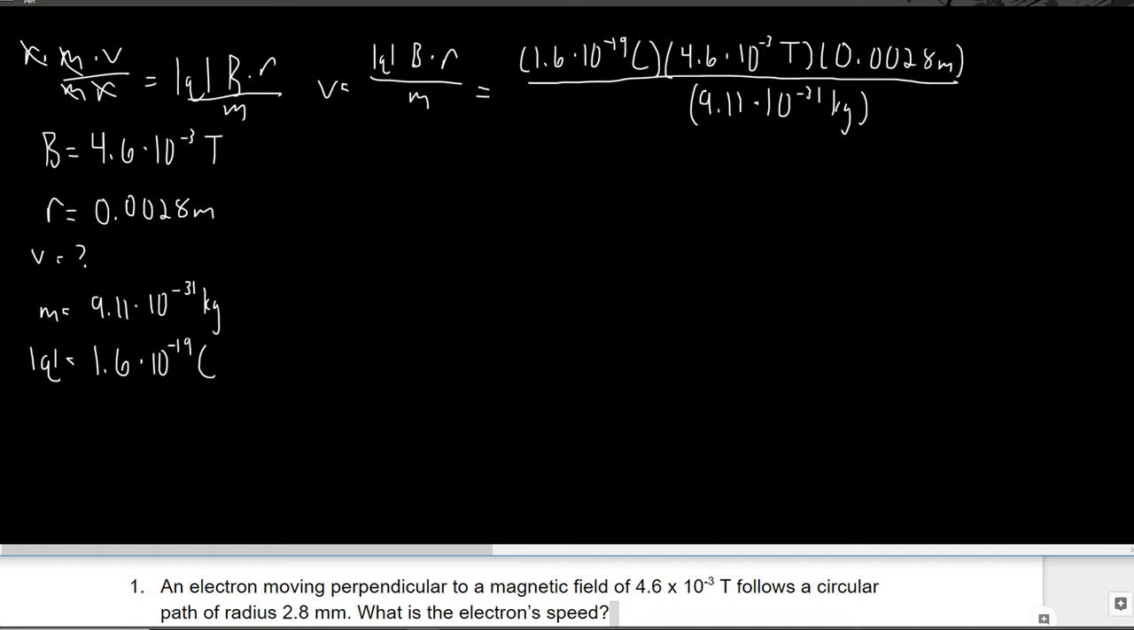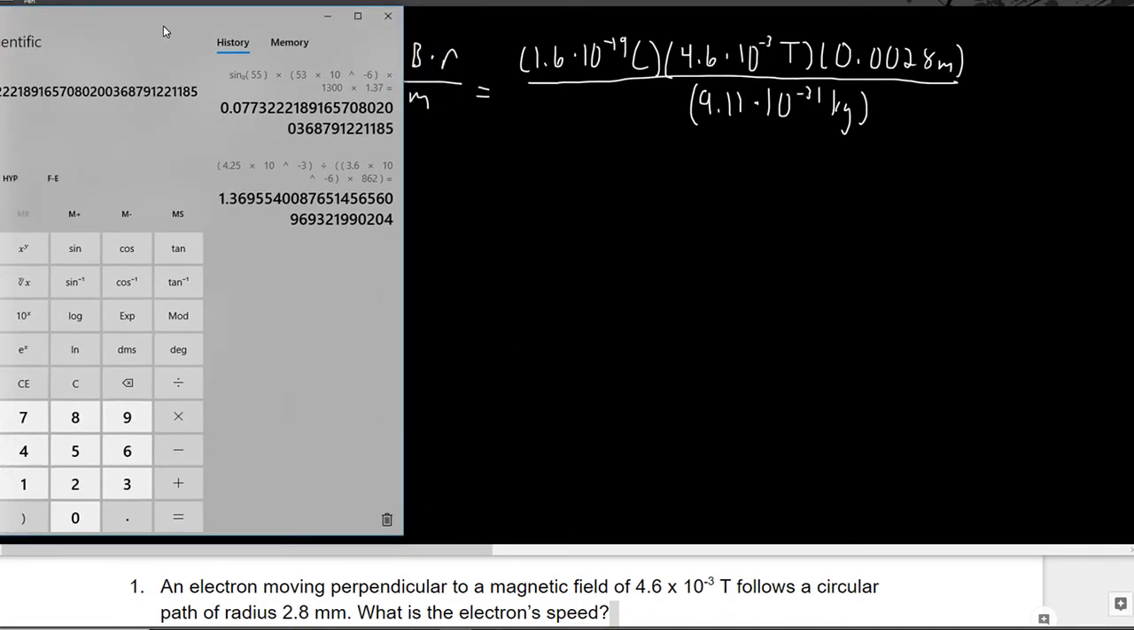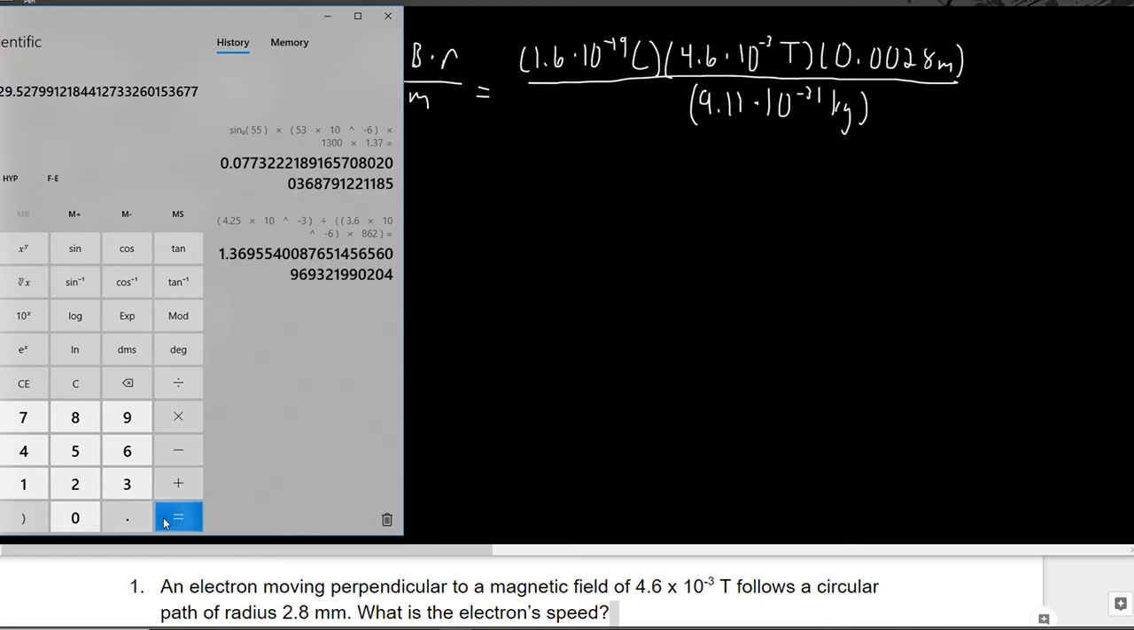All right, let's see if this calculator can handle that. So I've got parentheses 1.6 times 10 raised to the negative 19th, close parentheses, times open parentheses, 4.6 times 10 raised to the negative third power, close parentheses, times 0.0028 divided by parentheses 9.11 times 10 raised to the negative 31 power. Close parentheses, let's hit equals.